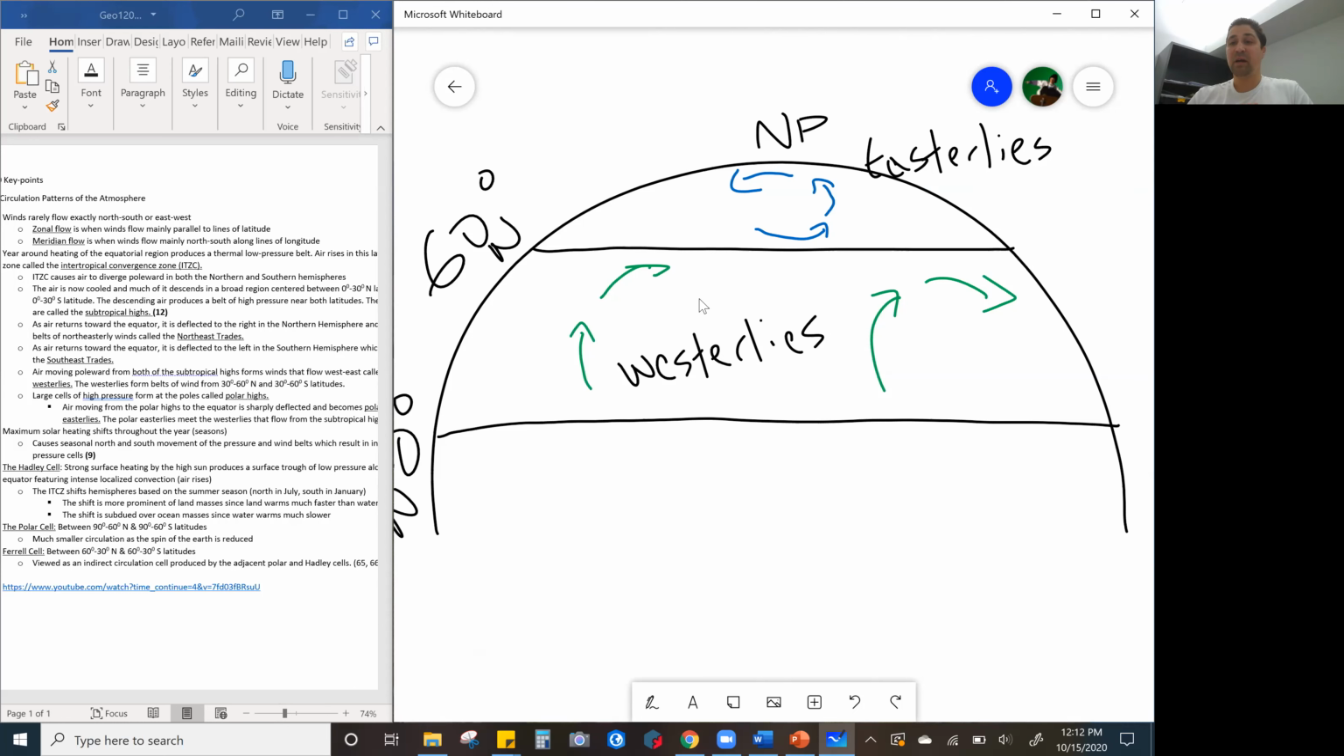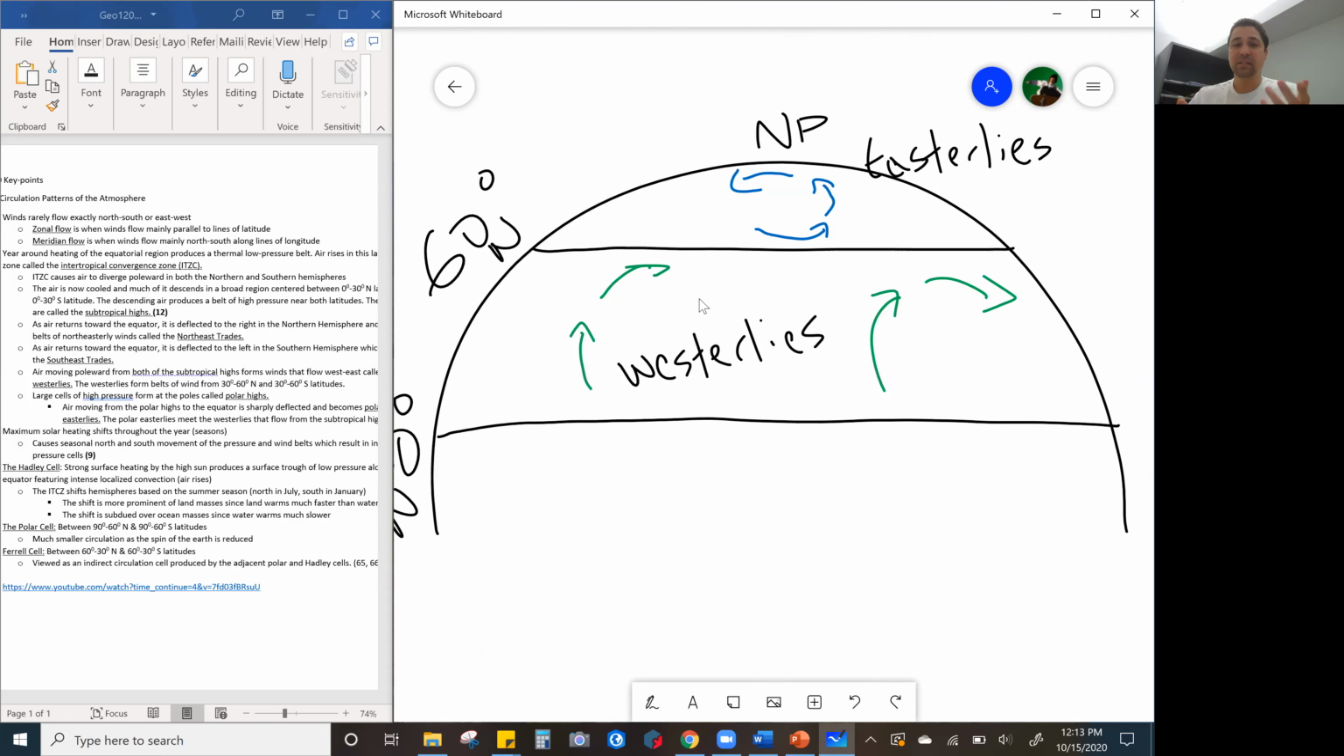The circulation pattern stops at 60 degrees north latitude. It's actually quite easy to remember. We have 30, 30, 30, right? From 0 to 30, 30 to 60, 60 to 90. That's kind of how this works. Between the 30 and 60 range, we call that the westerlies, because the air is flowing from west to east. West to east, westerlies.